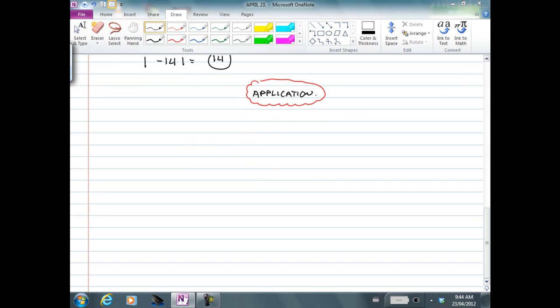So here we go. Application. Now, application of absolute value is really something to do with stock market. I'm not sure a lot of you play the stock market, or how many of you have parents who play the stock market? No one? Really? It's a great way to make money or lose money.